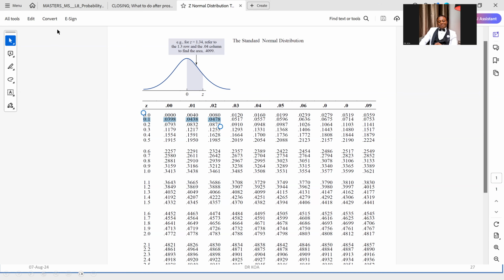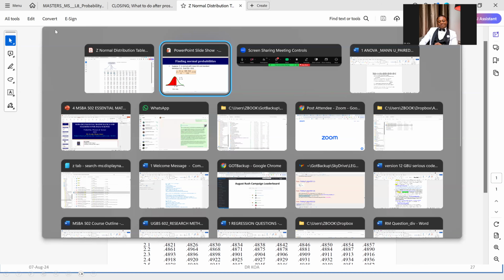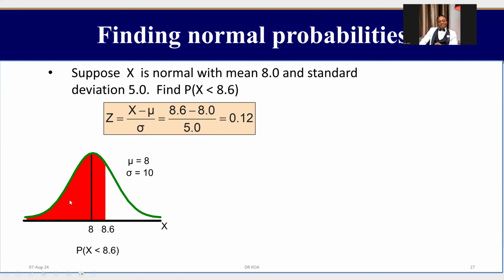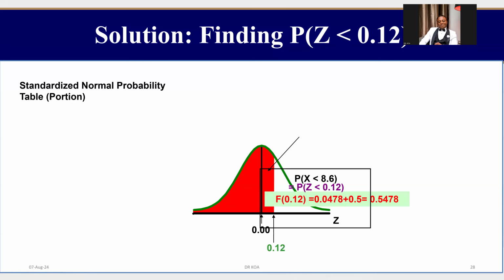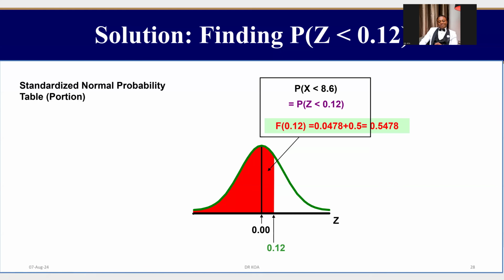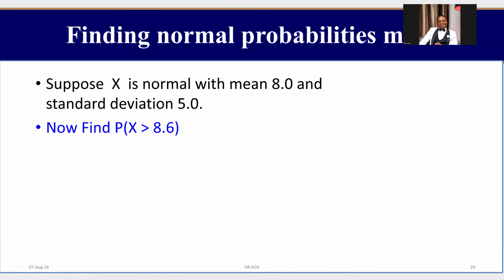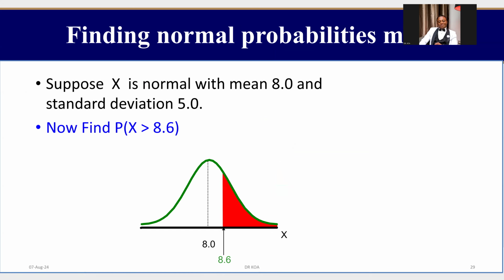Once you read this, you come to the work, and you can see that you have to add 0.5 to the answer. That's it. You add 0.5 to the answer, and then you can now get 0.5478 here. And you can do above. If you are supposed to do above, the above is going to be this. You're just going to shade the right-hand side above 8.6. So in this case, you're looking for that.